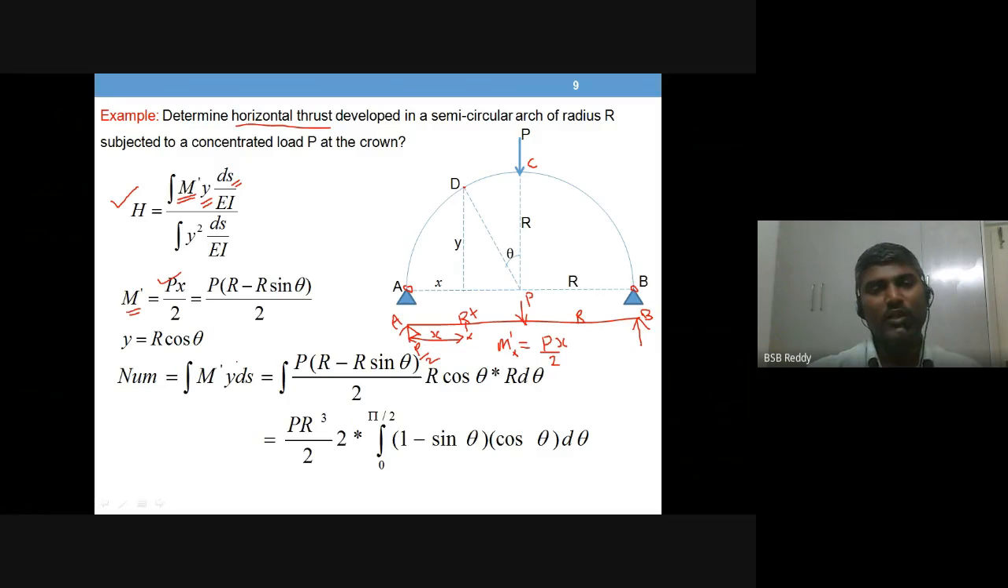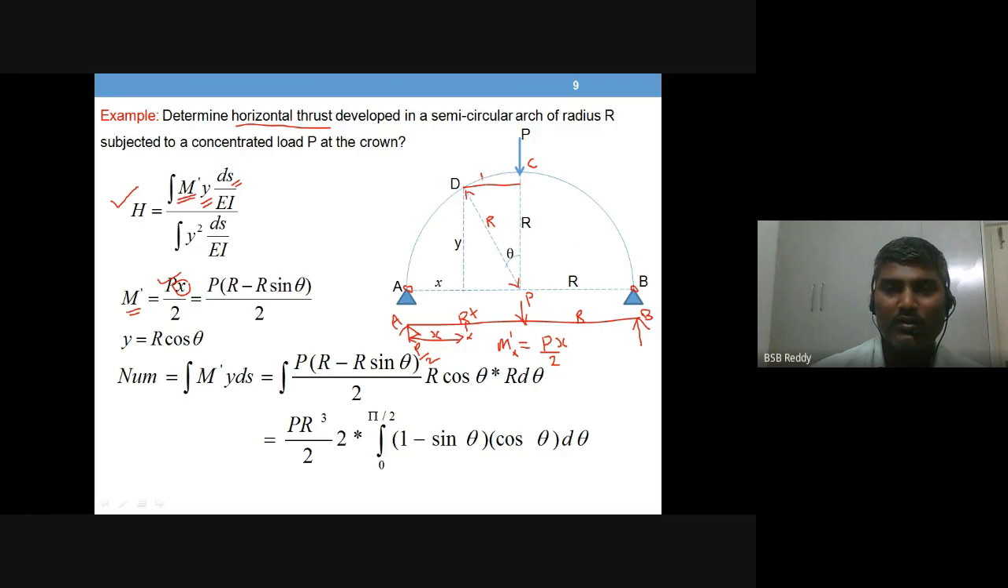Now you have another Cartesian coordinate appearing in this M dash equation, that is x. So you need to replace x also. What is x in terms of r and theta? See this, even though it was discussed earlier, I once again repeat this topic. Circular geometry: this is radius r, the length from the center to the point on the arch. This is a semicircle, half of the circle.